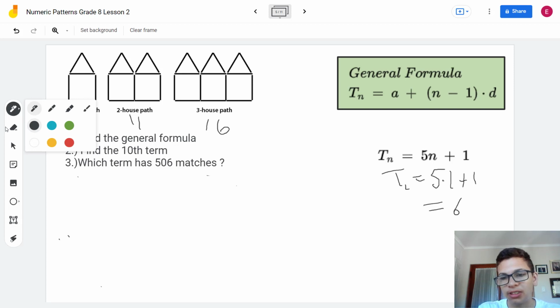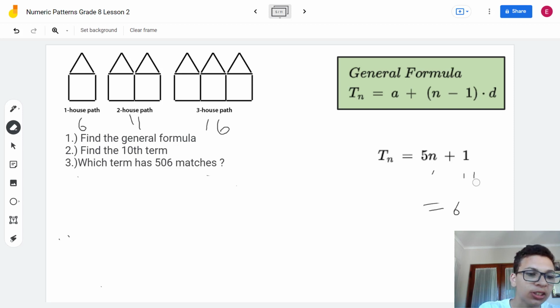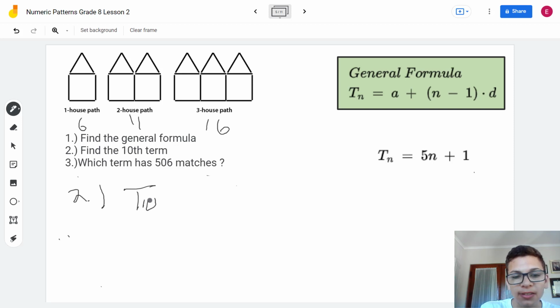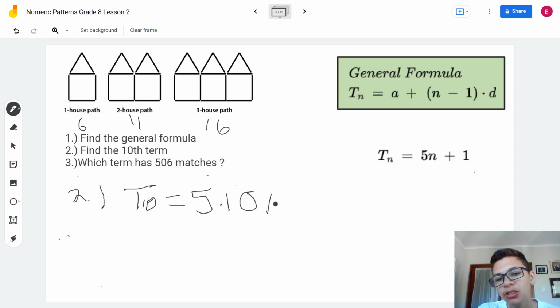Okay, so now let's look at the second question. Second question, find the 10th term. Once you get the general formula, to find the 10th term, you say T10 equals, substitute n equals 10 into the general formula. So we have 5 times 10 plus 1, which equals 51. So the answer here is 51. This 51 matches the 10th term when you do this all the way up to 10.